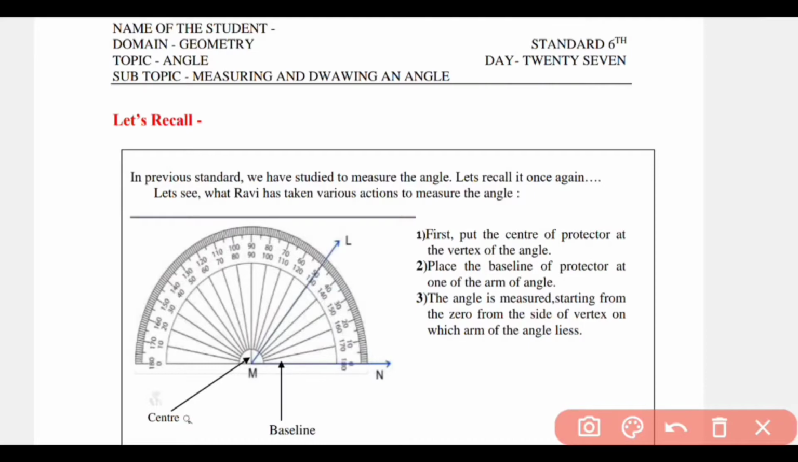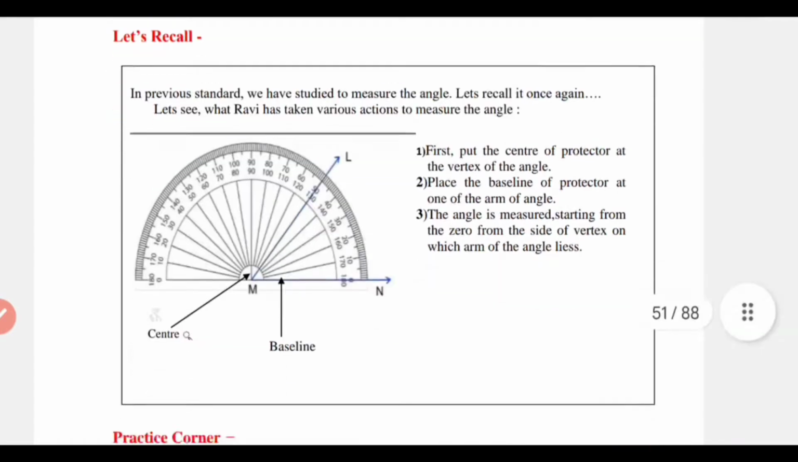Let us see. First, put the center of the protractor at the vertex of the angle. This protractor center should be kept on the vertex, point M, properly. Then place the baseline of the protractor on one of the arms of the angle. This baseline should be kept properly on one side of the angle. The angle is measured starting from the zero on the side of the vertex on which arm the angle lies. So properly we have to measure from 0 and then we can measure it very correctly.